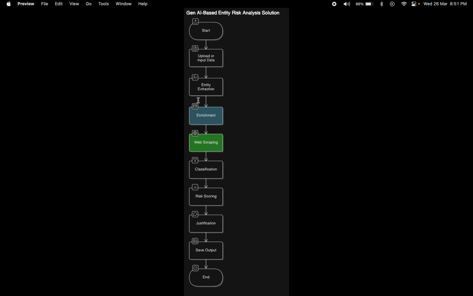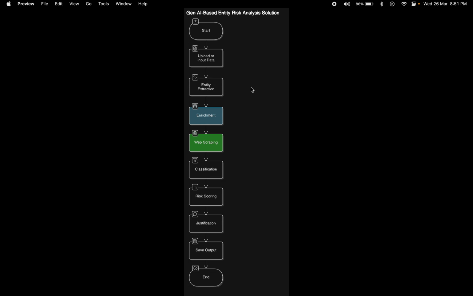a sanction list, or having a corruption index, or if the person involved is a politically exposed person, and so on and so forth. So the goal of this application is to basically reduce the manual effort for analysts, and to basically improve the accuracy in identifying the high risk entities.